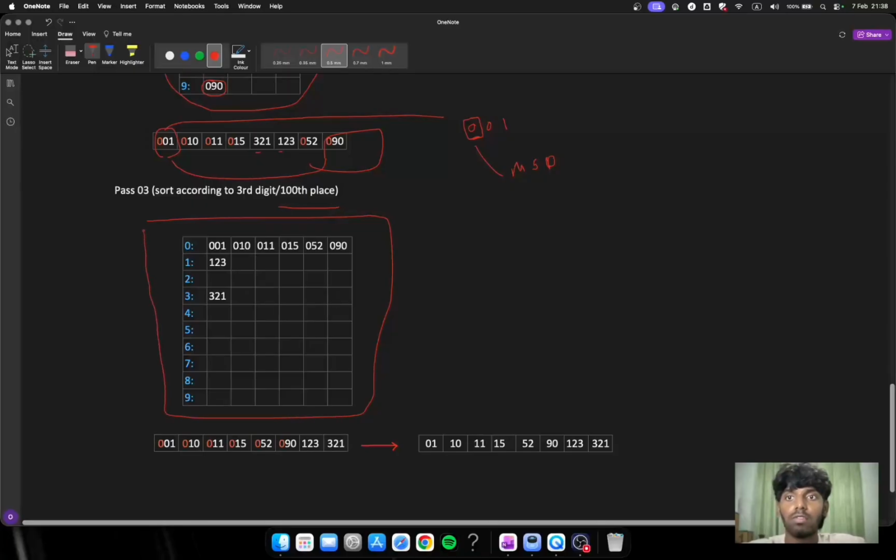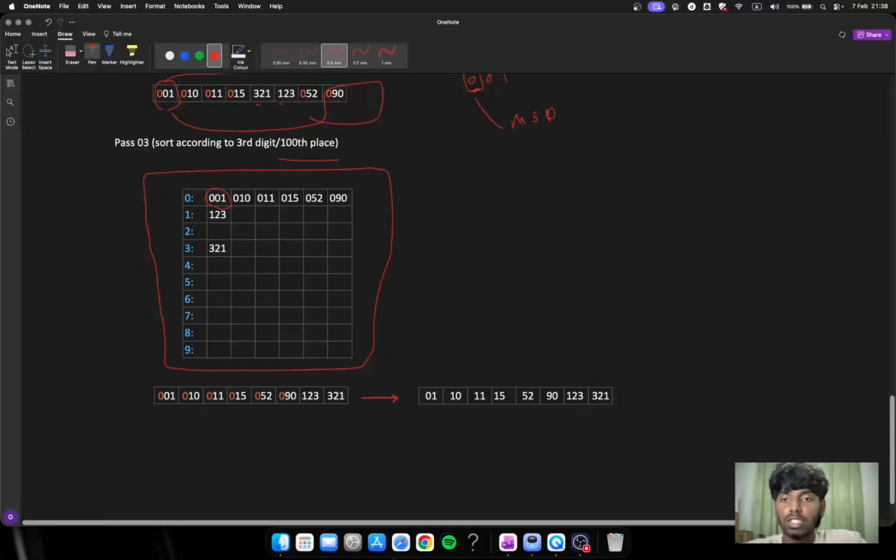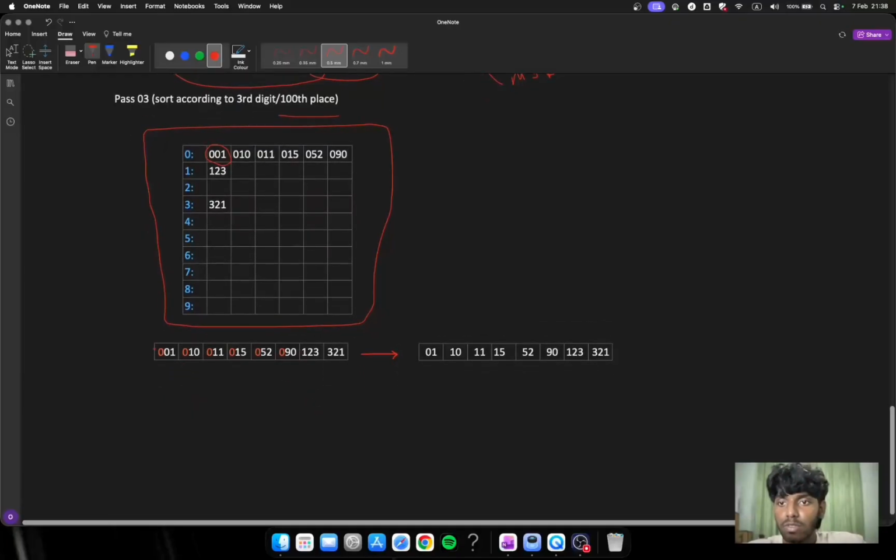Now we are going to extract these values and combine them into an array. Starting from here, we got 001 first, and then 10, and then 11, and then 15, and then 52, and then 090, and then 123, and then 321. Right now we're going to remove those zeros from the array, and then we got the final answer, which is the sorted array using Radix Sort.